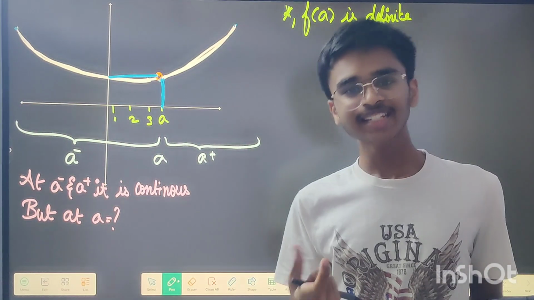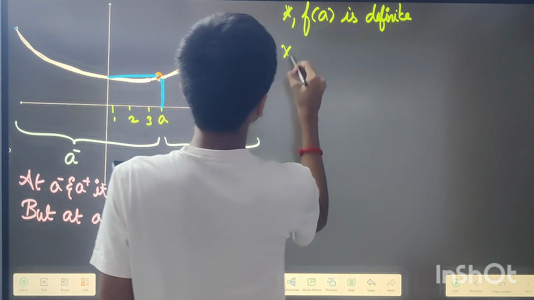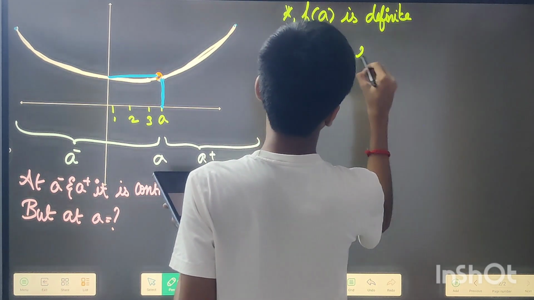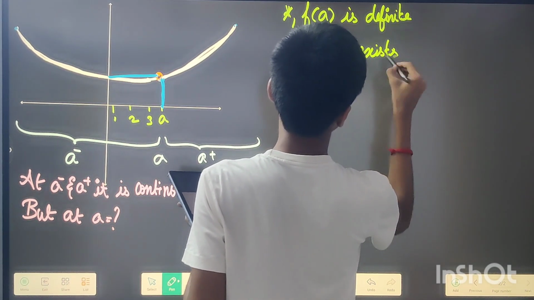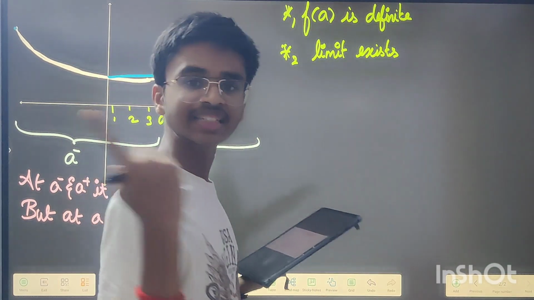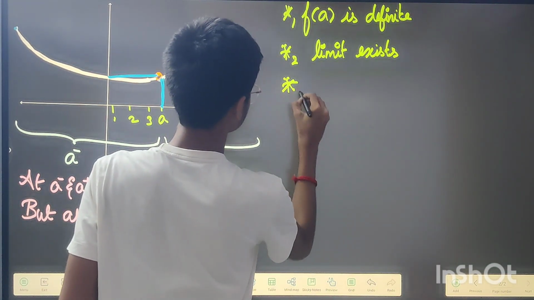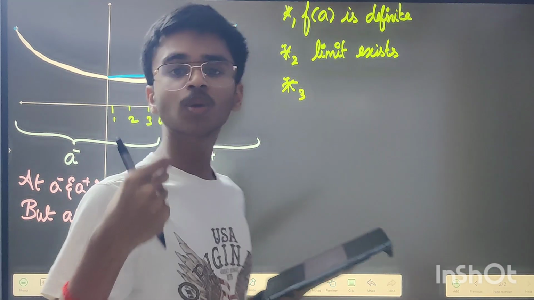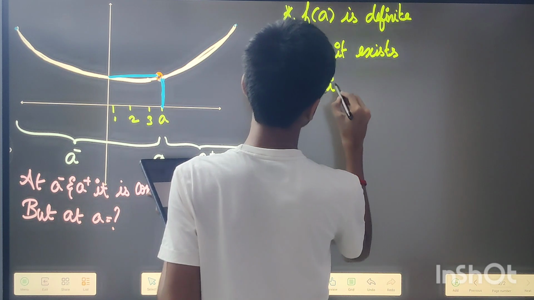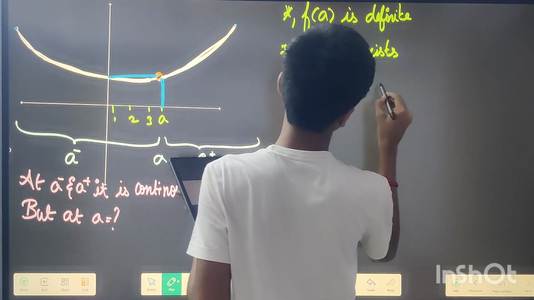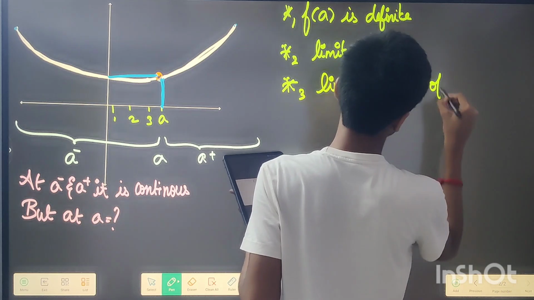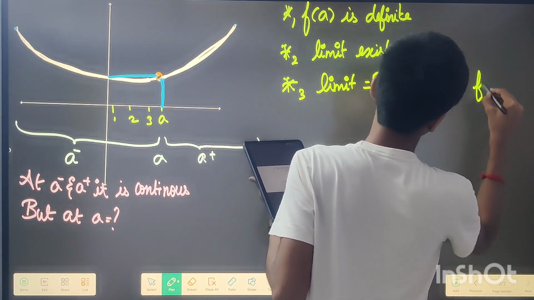The second condition is that you have to take the limit. The limit exists. This is what the second condition is. Then the third condition is that the limit should be equal to the result of the function.